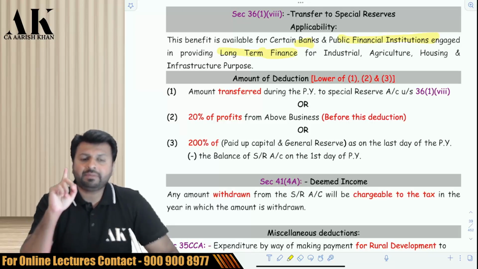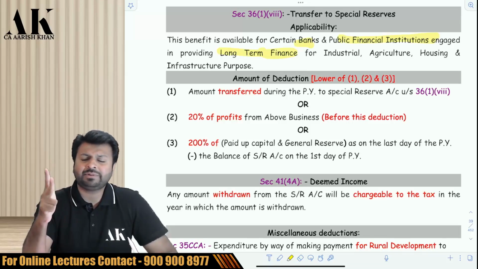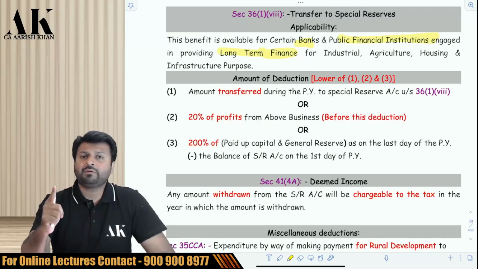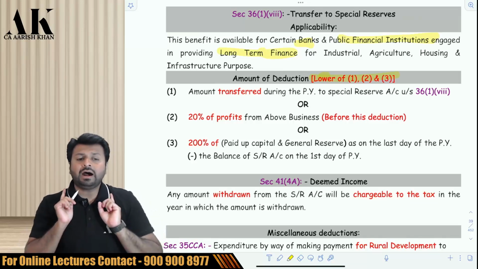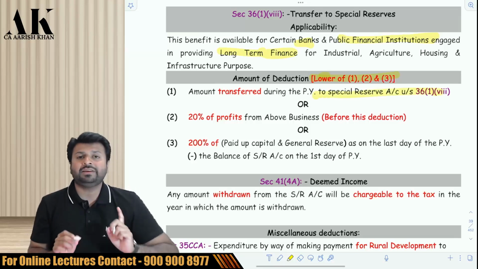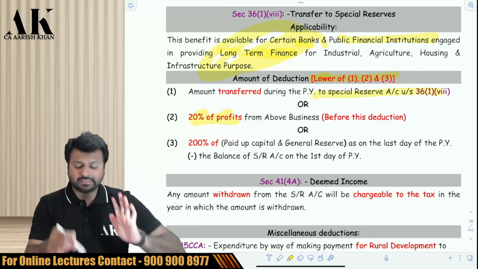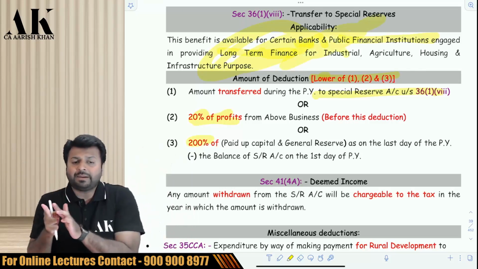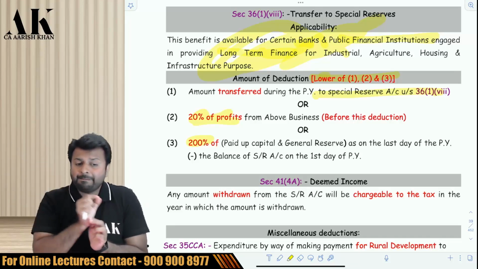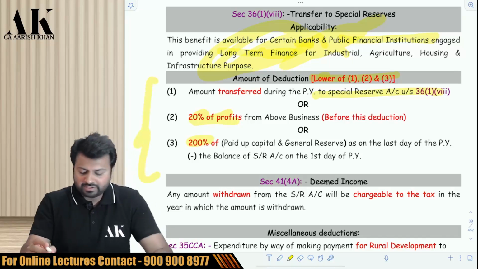If a public financial institution or banks provide long-term finance for 4 purposes: industrial purpose, agriculture purpose, housing purpose, and infrastructure purpose, they will get deduction of the lower of the 3. How much? Amount transferred to special reserve during the previous year. Compare with 20% of PGBP from this business, not all business, only 20% of profits of this business, and compare with 200% of paid up capital plus general reserve as on the last day minus special reserve account balance on the first day. Whichever is lower will be allowed as deduction.